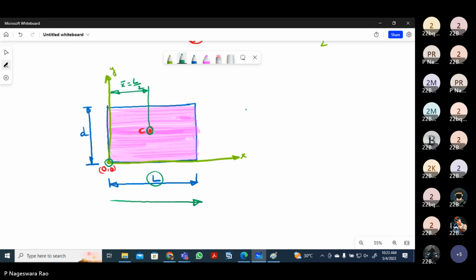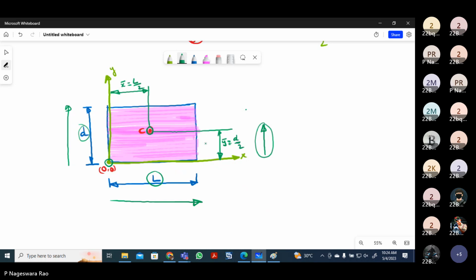Similarly, for its centroid y coordinate, the same C point we have to measure from the x-axis. Because this distance is in the y direction, it is called the y coordinate, y bar. So y bar is equal to: in the y direction, the total length of this rectangular shape, the depth, is D. Hence it will be half of that. For the rectangular case it will be like this. For a triangular case it will be different, so you have to remember that I am explaining only the rectangular case. So it will be D by 2.